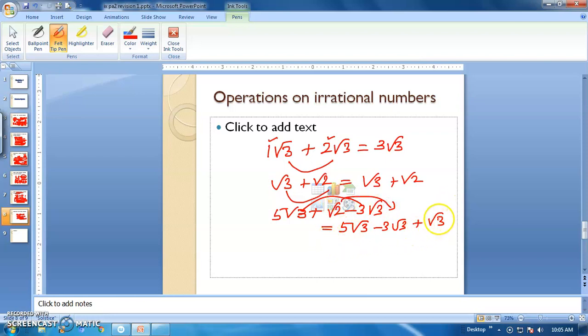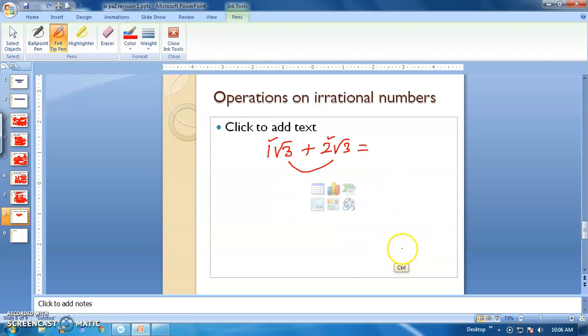This root of 2. So equal to 5 root 3 minus 3 root 3. So we have to subtract the coefficients here. So 5 minus 3 is 2, and write the root 3 as it is, plus root of 2. Now both are different types of numbers, so it is not possible to simplify. So that will be the answer. Okay.